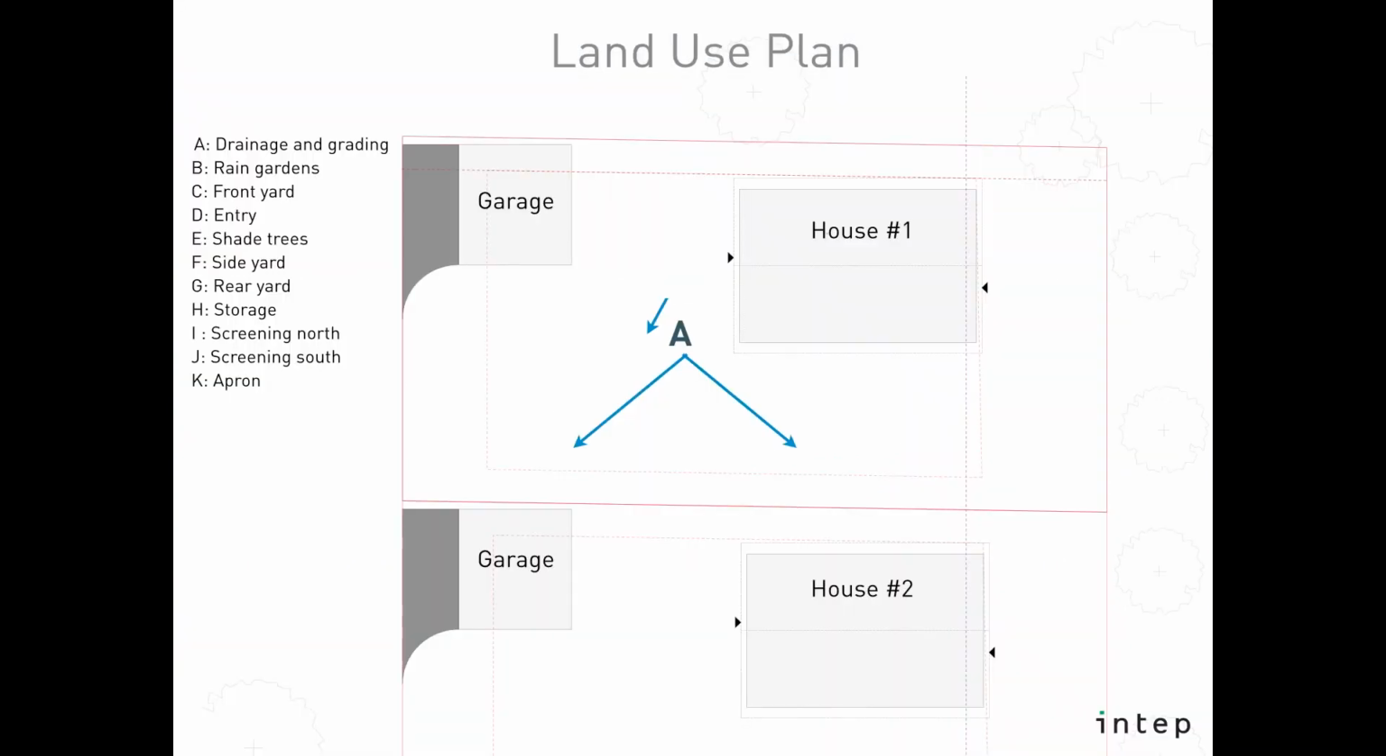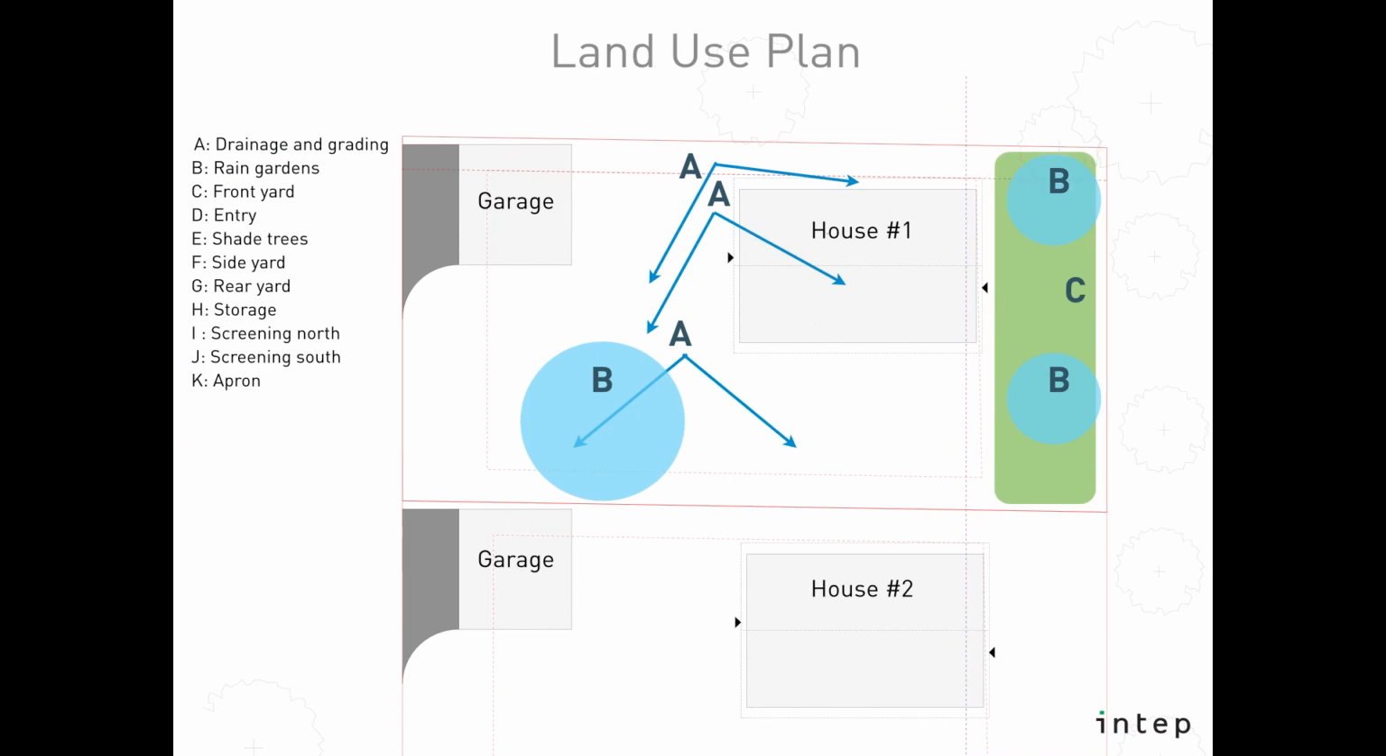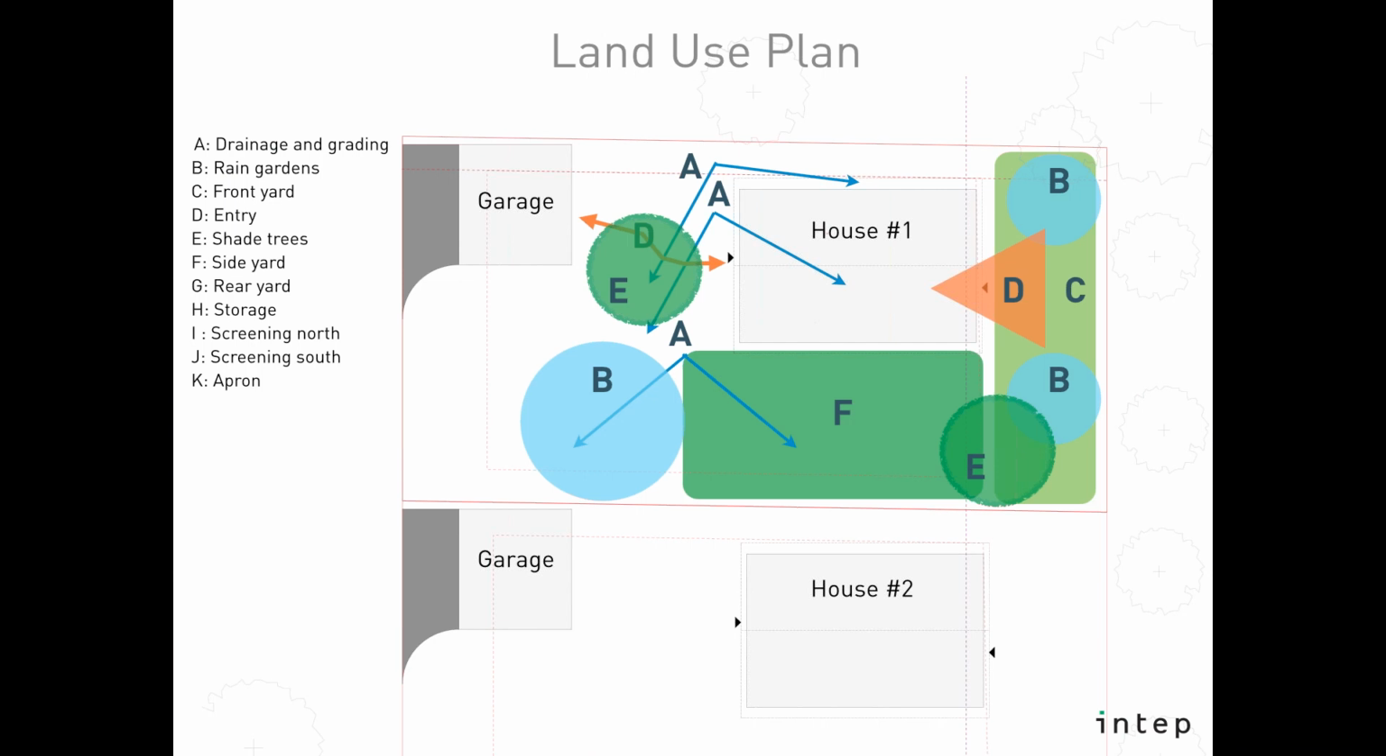All right, so sticking with the site design, I'll just run through this quickly. We're working with students, and there are some landscape students there. So we made a land use plan. We looked at how we drain water and how we deal with it responsibly, so we devised a series of rain gardens. We figured out there's going to be a front yard. We have entry situations, both from the front and the rear.